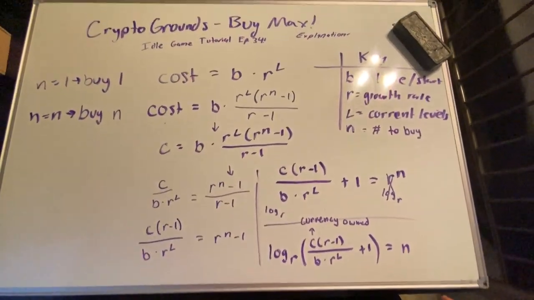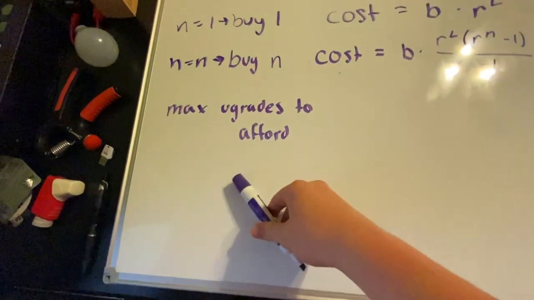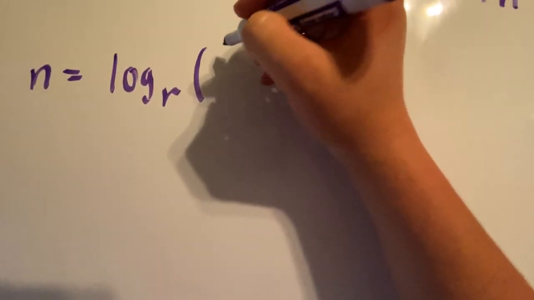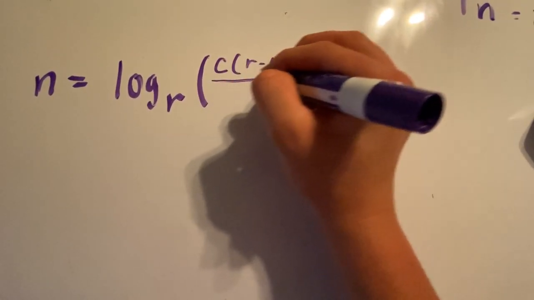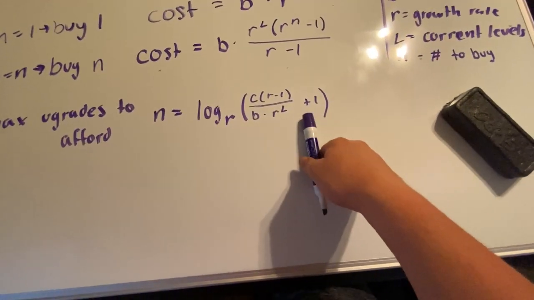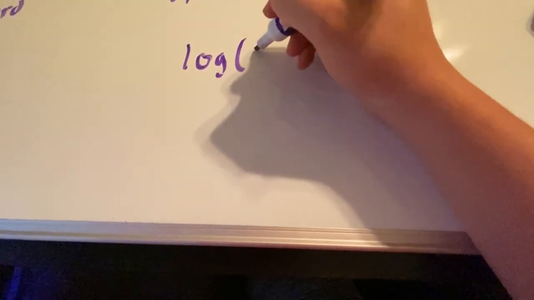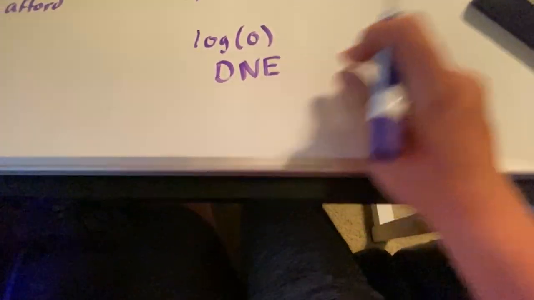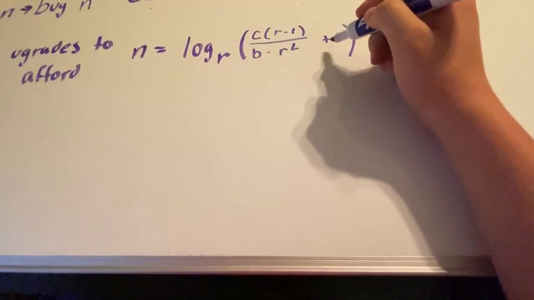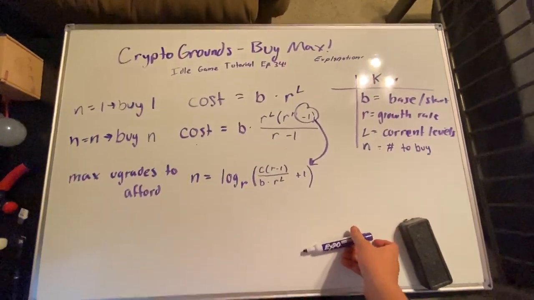Very complicated. So take a look at this. Okay, I'm going to replace this now. I'm going to write it up here. Okay, so the max upgrades that we can afford right now is going to be N is equal to log base R. And inside that, it's going to be C times R minus 1 over B times R to the power of L, plus 1. Like that. Now we have the plus 1 in pretty much every single log, so that if inside this is a 0, log 0 does not exist. And this is a big no-no and causes a lot of problems. So we add this plus 1 just to protect ourselves. And remember, this plus 1 originally came from this 1, like that. Okay? So that is the math behind Bimaxes.